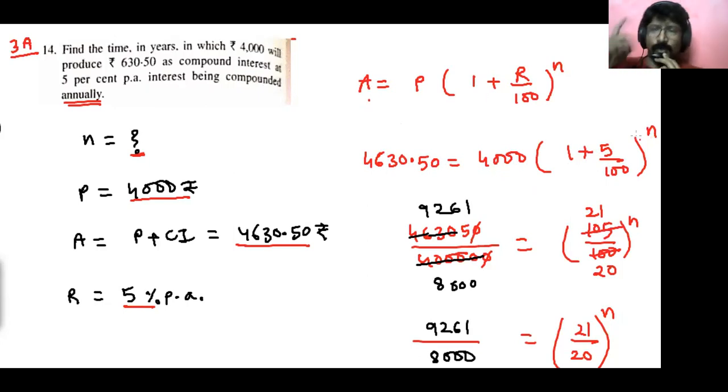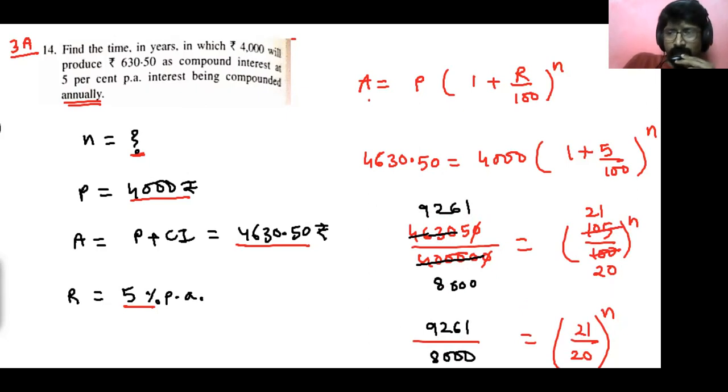Now understand, guys, how we're going to get that power when the bases are same. So we'll have to make the bases same. That is what the indices in 8th standard we've learned, isn't it? Make the bases same so that the powers can be equated. In the exponent chapter we've learned that very well. So this will turn out as 4630.50 divided by 4000, which equals 105 upon 100 raised to power n. Now, if we simplify this, it will turn out as 8000 in the denominator and 9261 in the numerator. Now, 9261 upon 8000 is nothing but 21 upon 20 cube. And on the right hand side, we have 21 upon 20 raised to power n.